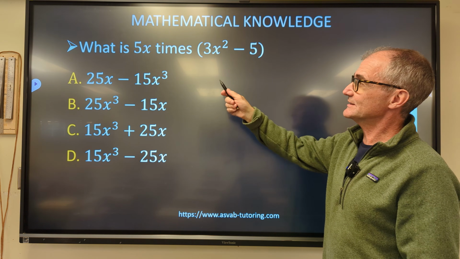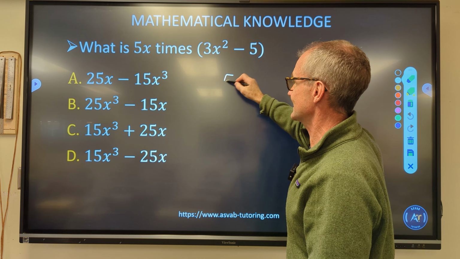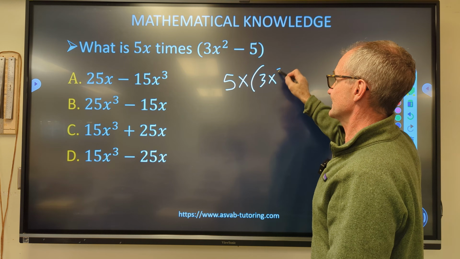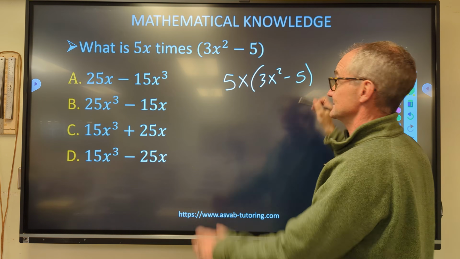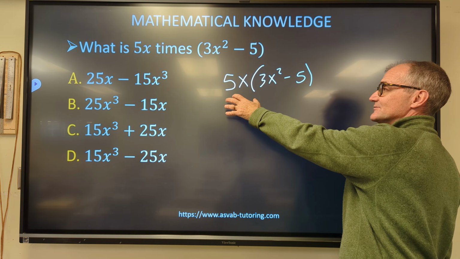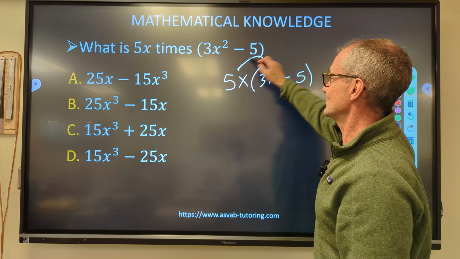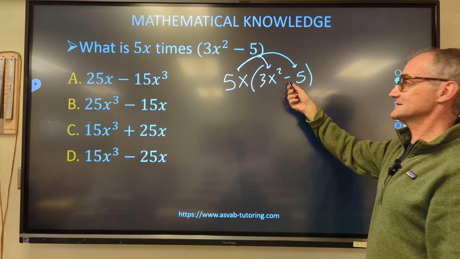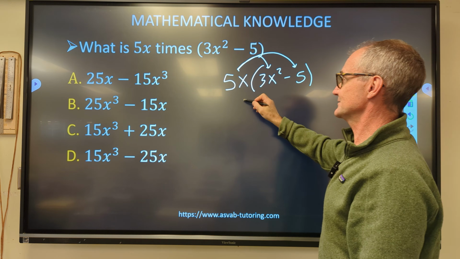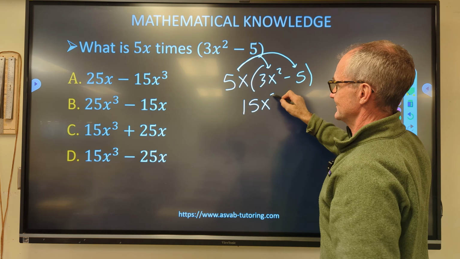Next problem, what is 5x times that? So what I'm saying here is I have 5x times the quantity 3x squared minus 5. It's a little different. I don't have a quantity times a quantity. I just have one thing out front. So that means I just got to distribute that through the whole quantity because there's an addition or subtraction sign here. 5x times 3x squared is 15x. I add my exponents to get 3.